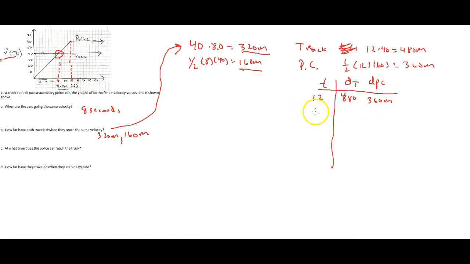Okay. And so then at 13 seconds, we have 40 more for the truck. So that would be 520 meters. And we would have 60 more for the police car. So that's 420 meters. Okay, we can do this all day. We have 14, 560. And then this would be 60 more, so that would be 480 meters. And I would note that we're 120 meters apart at this point.